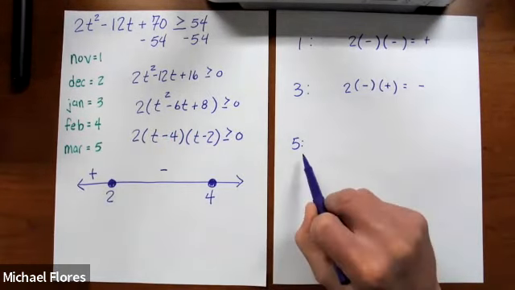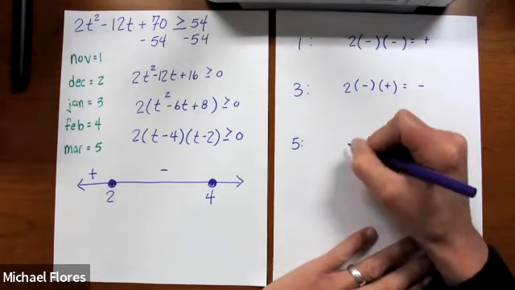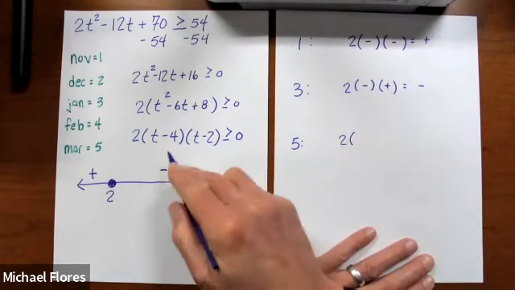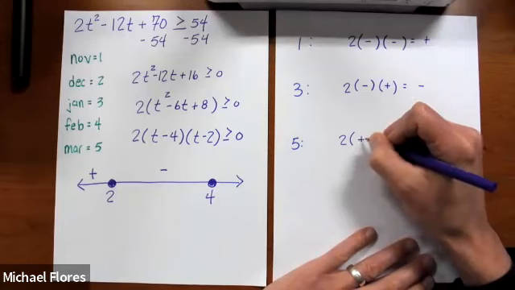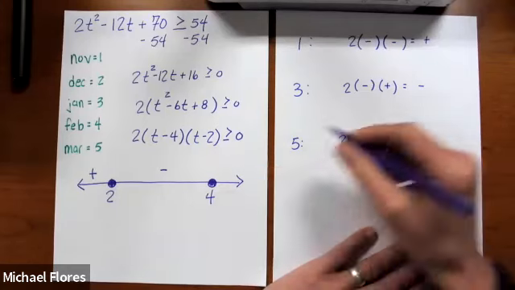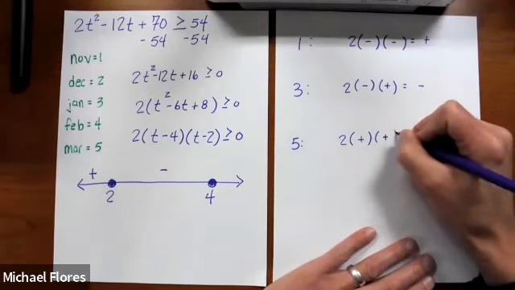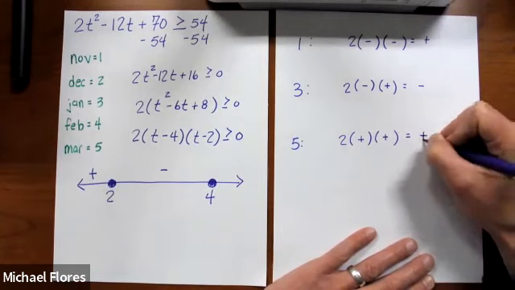All right. Now take 5 and plug it in. 2 times 5 minus 4, that's a positive. 5 minus 2, that's a positive. Multiply all this together, we're going to get a positive result.